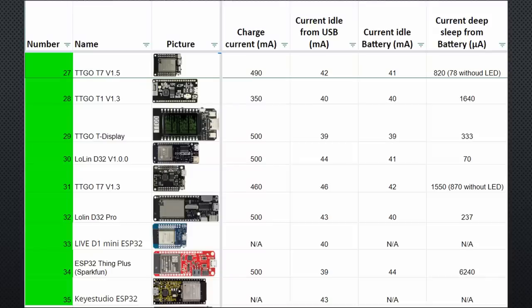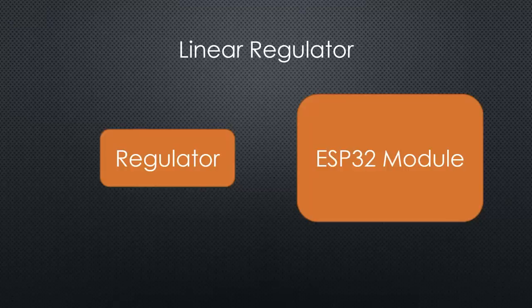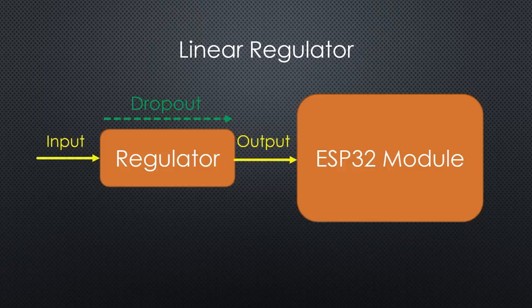All boards consume around 40 mA when the CPU is idle. Very similar to our previous measurement with USB power. No surprise, because all boards use linear regulators. These regulators reduce the voltage, but nearly the same current flows at the output and the input.